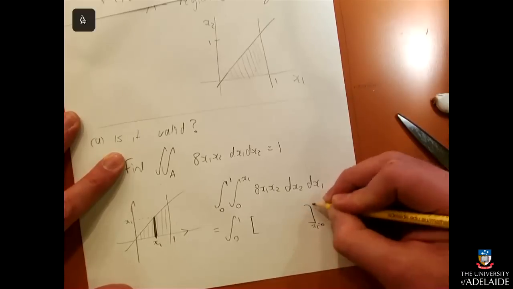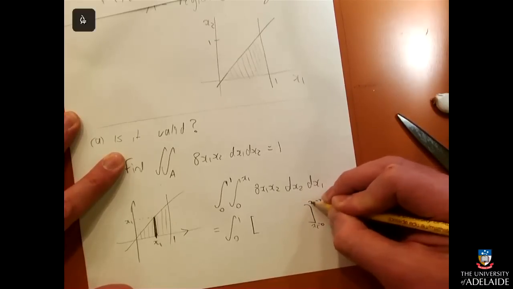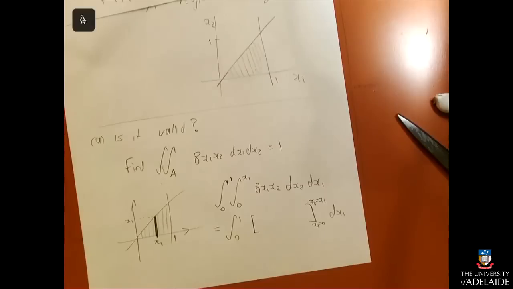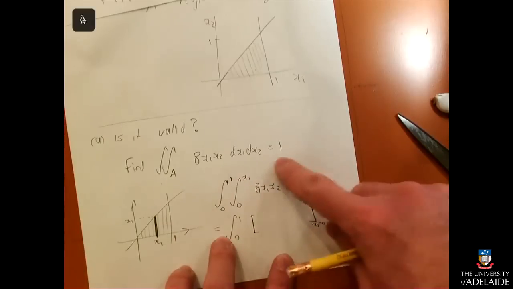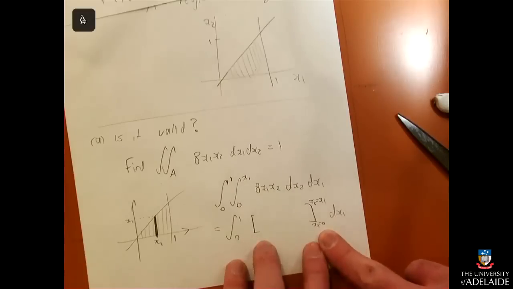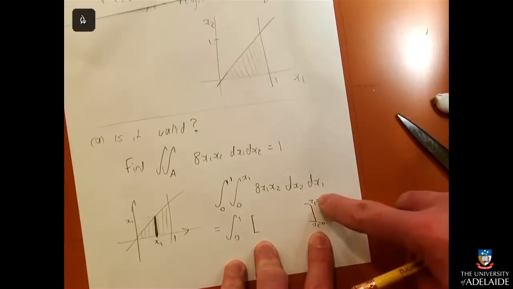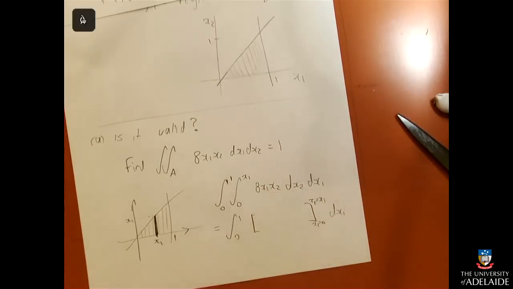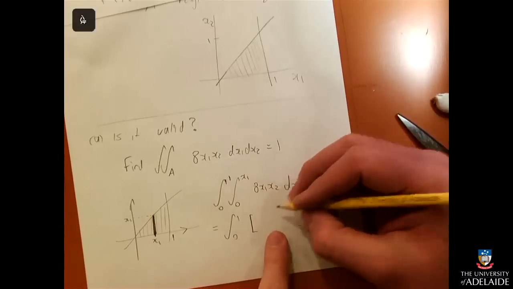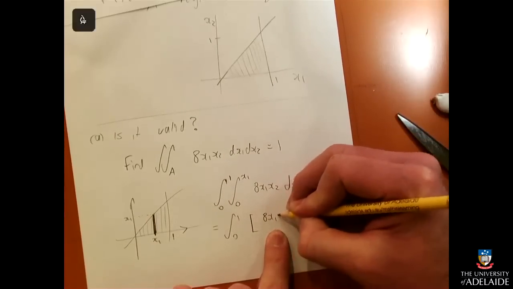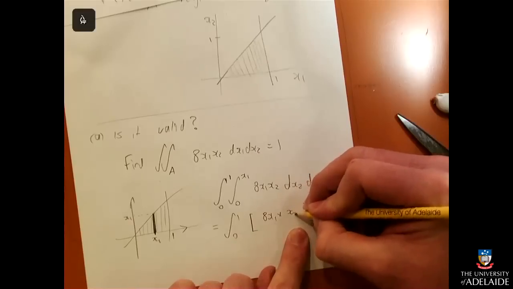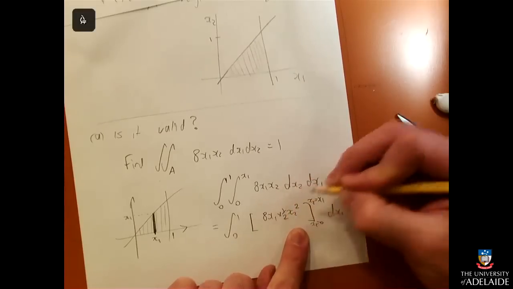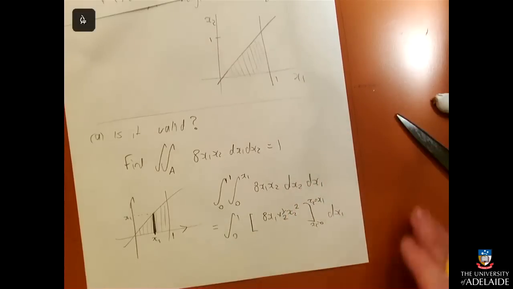Okay, so I'm going to do this inside integral, and it's going to go from x2 equals 0 to x2 equals x1. And in this integral, the x1 counts as a constant because I'm not moving that as I go up and down this line. And so the x1 will still be there. The x2 will go up to squared and become halved because that's how you do integration.